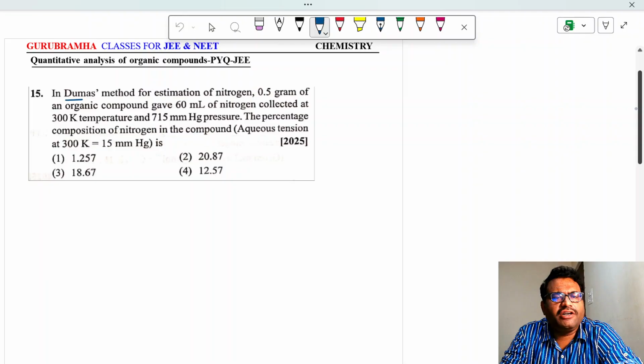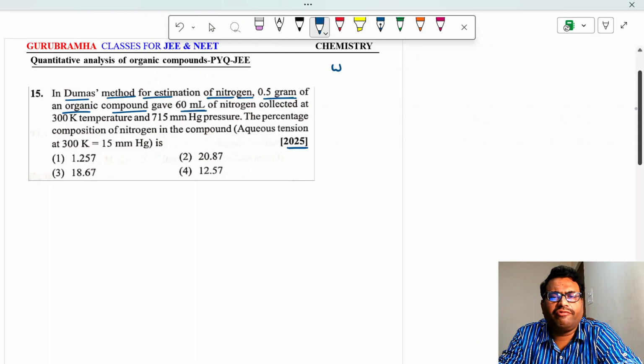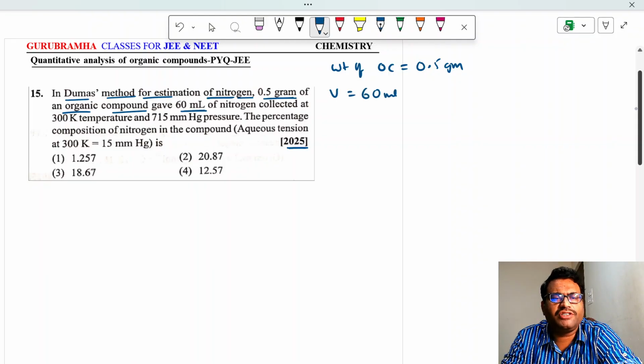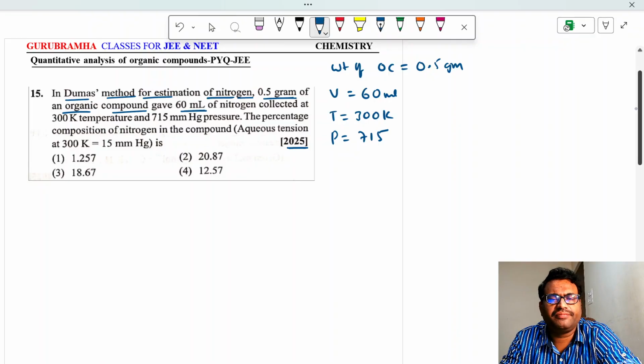In the Dumas method, for the estimation of nitrogen, asked in 2025, 0.5 grams of an organic compound gave 60 ml. So the weight of the organic compound is equal to 0.5 grams. The volume is equal to 60 ml, the volume of nitrogen gas collected. Temperature is equal to 300 Kelvin. Pressure is equal to 715 mm.